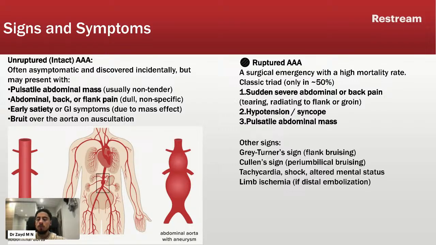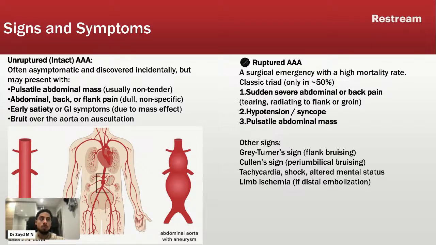Good. So, signs and symptoms. Oftentimes, you will have a pulsatile abdominal mass, although this is mainly for your OSCEs and for your exams. In reality, it's really difficult to detect unless it's a really massive aneurysm. It's really difficult to detect the pulsatile mass in the abdomen.